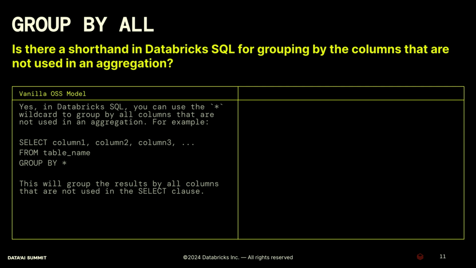When we first started working with Databricks Assistant, we were leveraging a lot of vanilla open source models. Take this example where you're asking what is the shorthand in Databricks SQL for grouping by the columns that are not used in an aggregation. The answer is almost right, except that group by star does not work in Databricks. You will get an error. This is because these models have been trained on a lot of public open source code, but might not know the nuance of Databricks-specific SQL syntax.